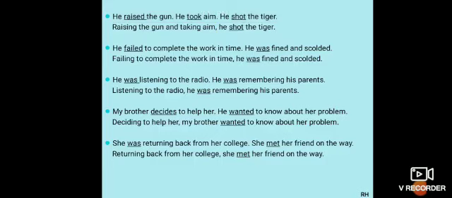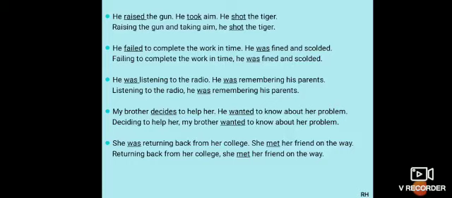He failed to complete the work in time. He was fined and scolded. So the first finite verb is failed and the second finite verb is was. So he and he is same. So if I'm changing this fail to failing, I'll remove this he. So it is failing to complete the work in time. Replace full stop with comma. Capital H will be replaced with small h. So it is he was fined and scolded.